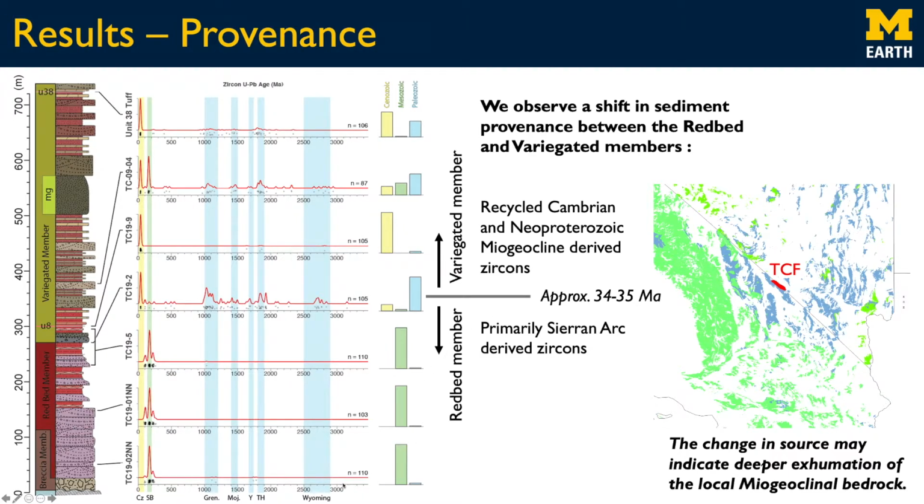And what we observe is that across the red bed to variegated member transition, we see the signal change from almost exclusively Sierran Mesozoic provenance to a primarily Paleozoic provenance, along with the addition of those fresh volcanic zircons. And we believe that that change from a Sierran source, which would be very rich in zircons, to a recycled Paleozoic miogeoclinal source, which would have been very low in concentration of zircons, the miogeocline is primarily shales and limestones, really signals that there must have been a dramatic shift in the catchment geometry of the basin.